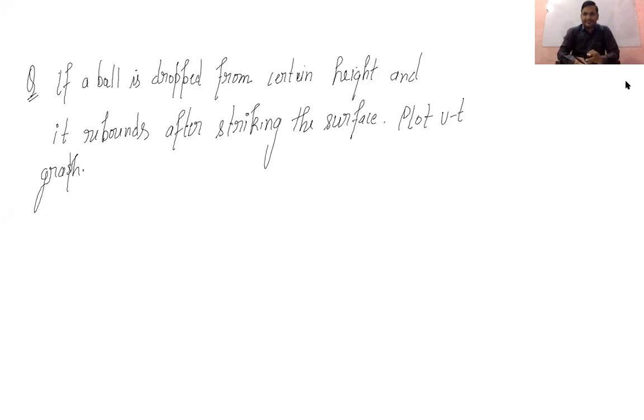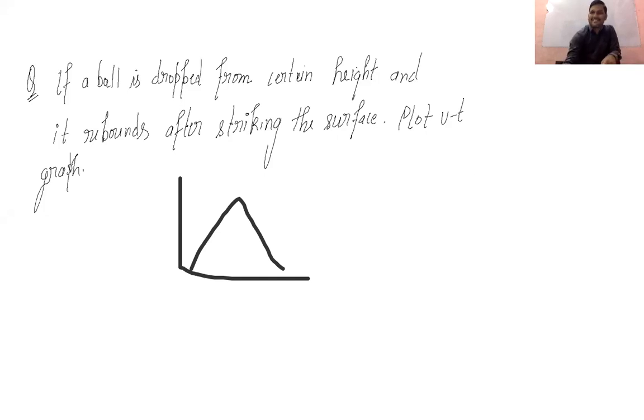Sir, first acceleration will increase. After that, it will get retarded. Acceleration is going to be constant. Yeah, this will be the graph, but acceleration is going to be constant. Yes, sir. Acceleration will be constant. Please remove it. Sir, okay, velocity will increase and decrease.